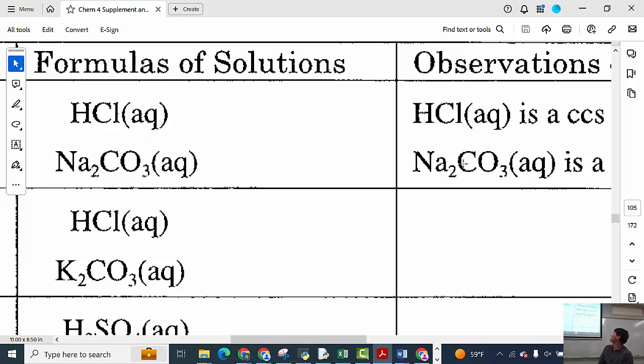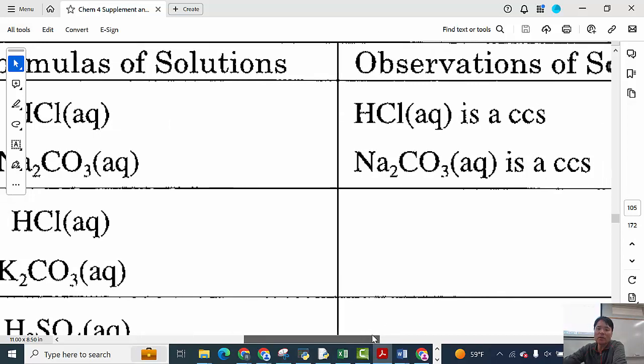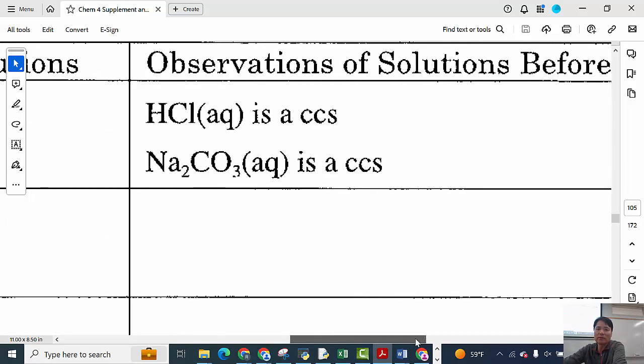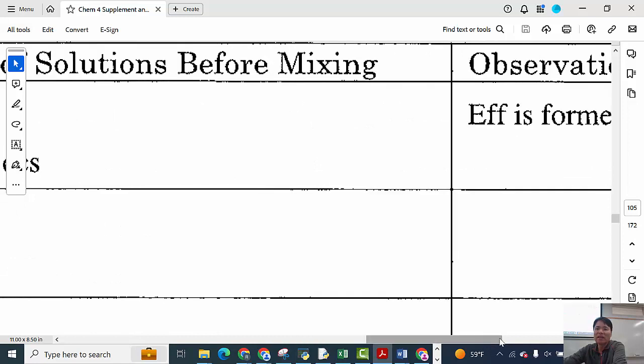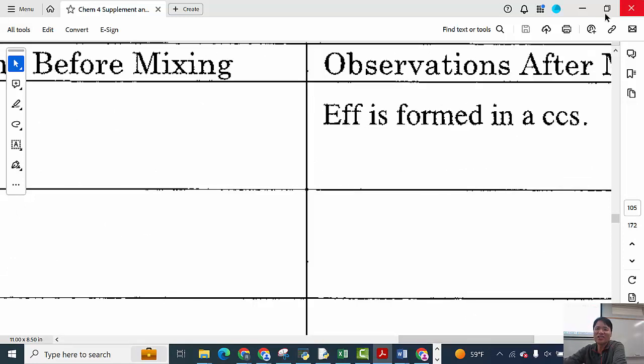So HCl is a CCS. Na2CO3 is also a CCS. They both look like water, but you don't want to drink either of them. And then we're going to do some observations here. But I'm going to modify this lab.